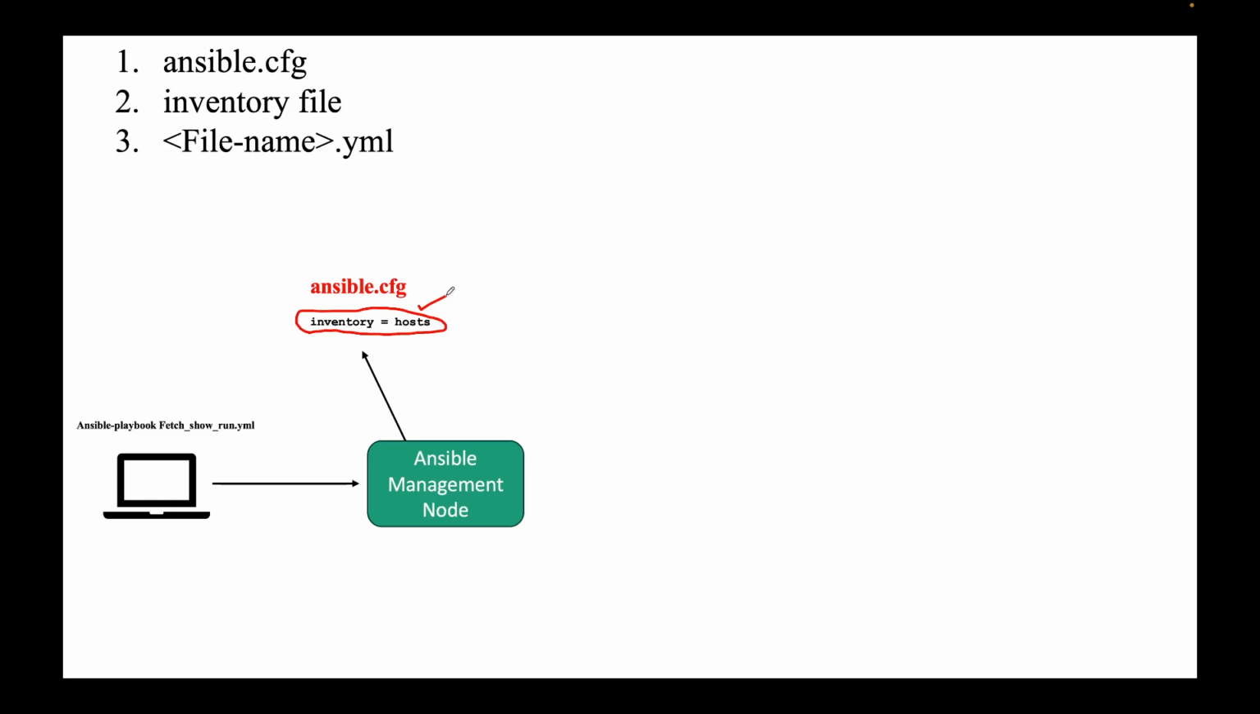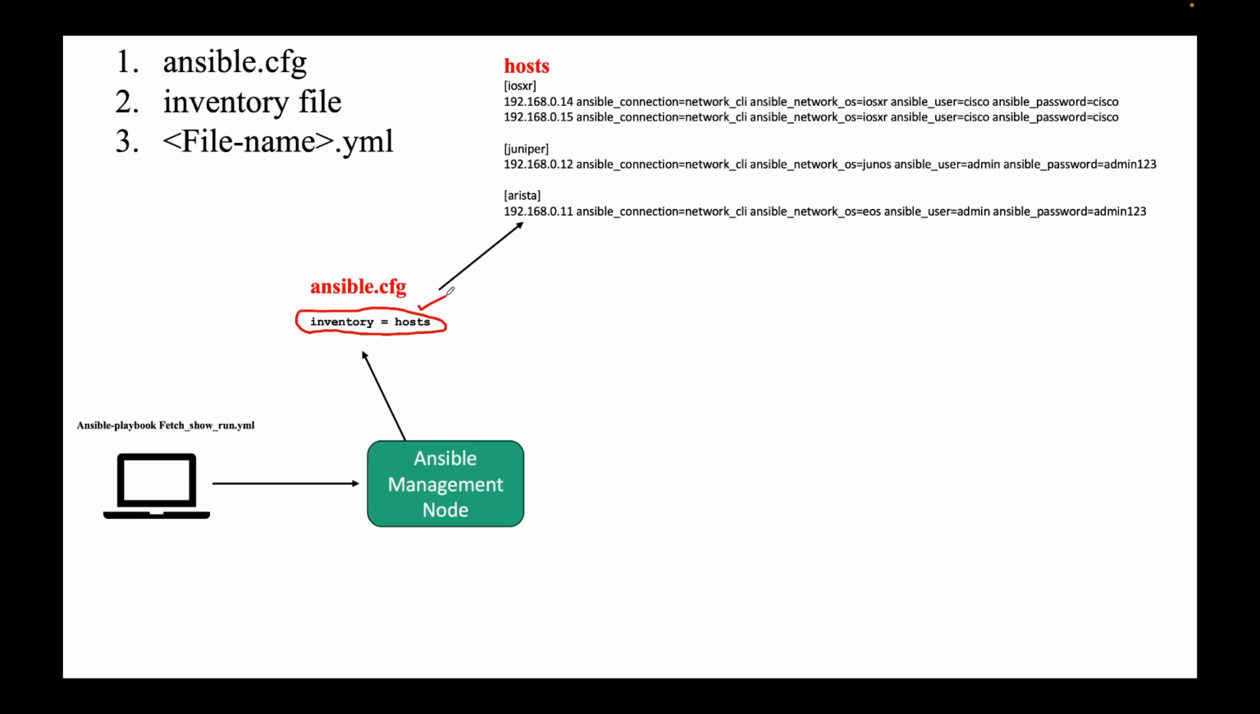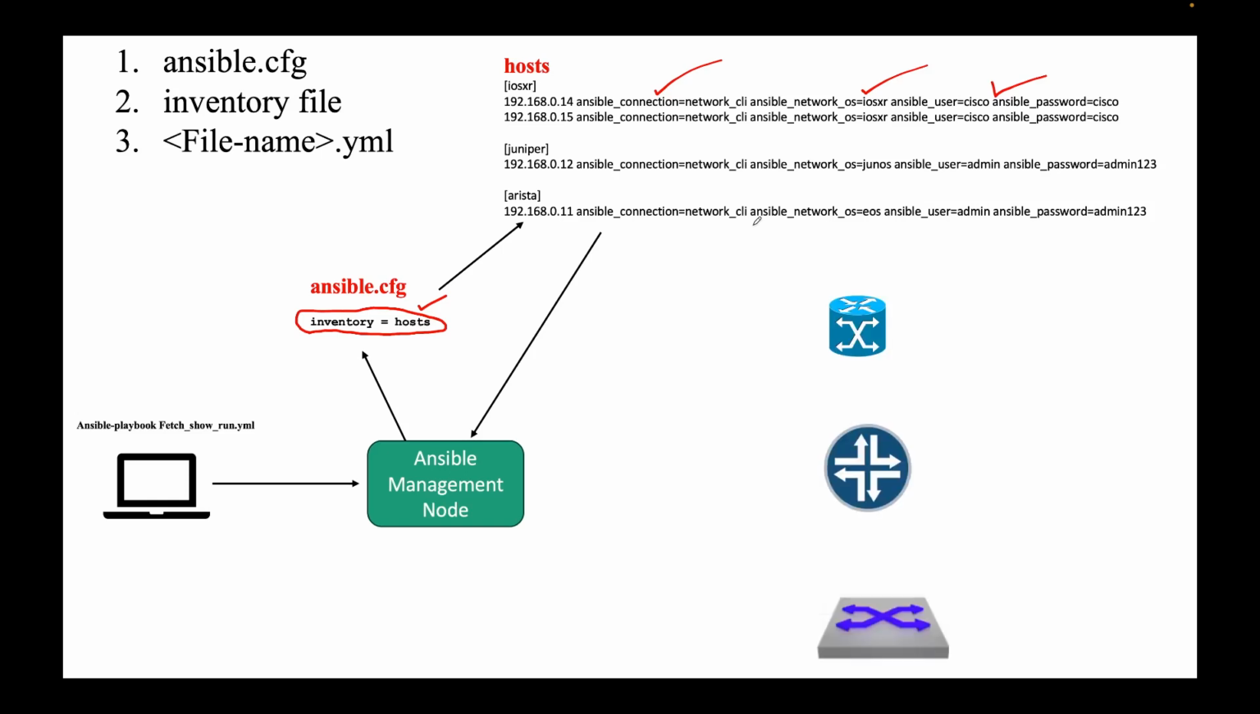Once Ansible figures out where the inventory file is, it gets that data from the inventory file, like IP address and connection type. These are the variables I have mentioned in this inventory file. Then once Ansible gets that information, it tries to establish the SSH session with all those devices to fetch the required data.